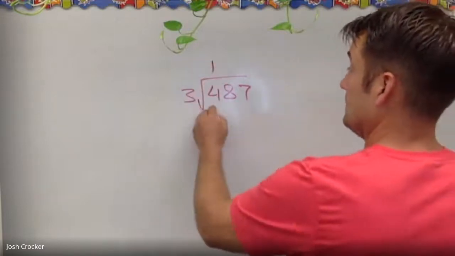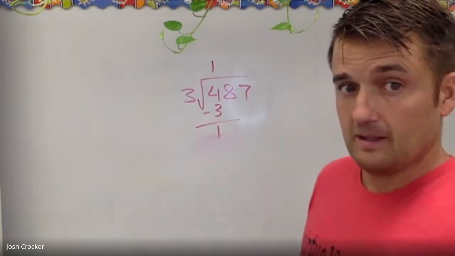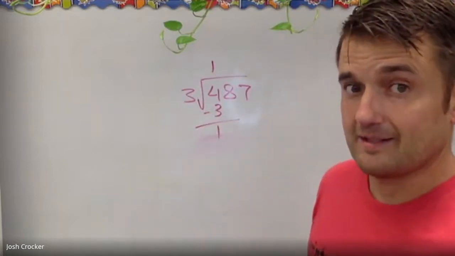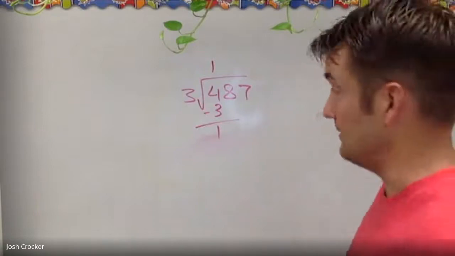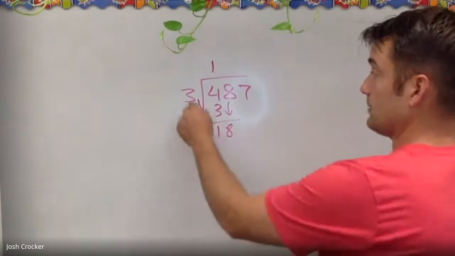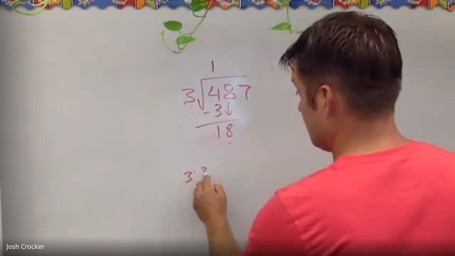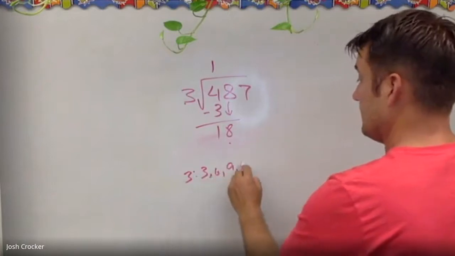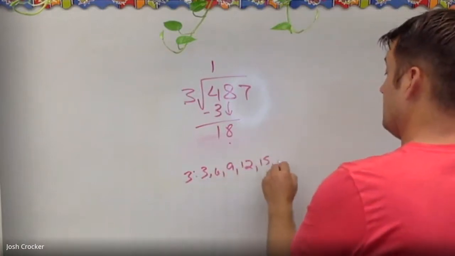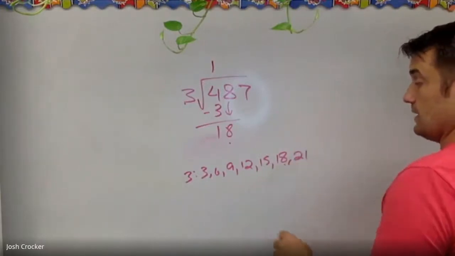3 times 1 is 3. I subtract. I bring down. I subtract. The next step will be bringing down. Okay. 18. Now 3 into 18. Okay, counting by threes again. 3, 6, 9, 12. Okay, there's 18 exactly. That's what I was looking for.